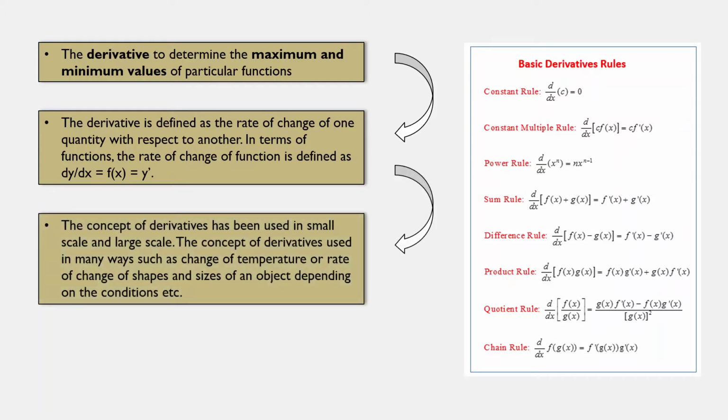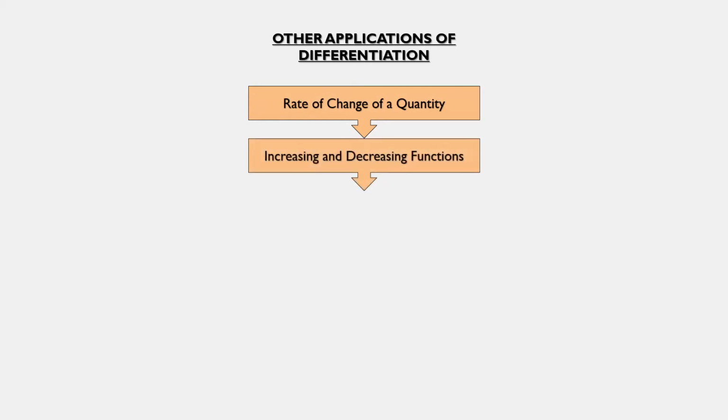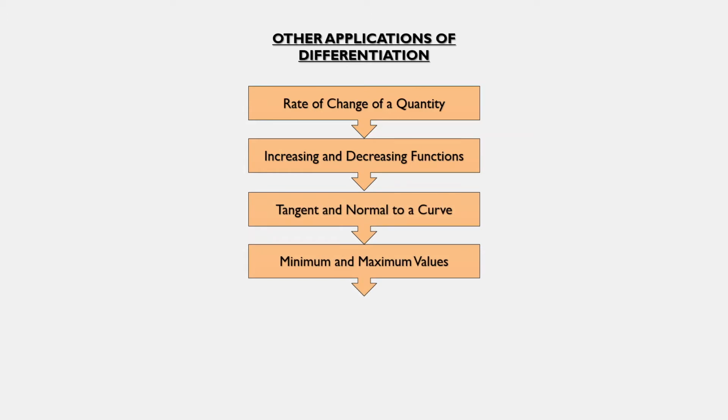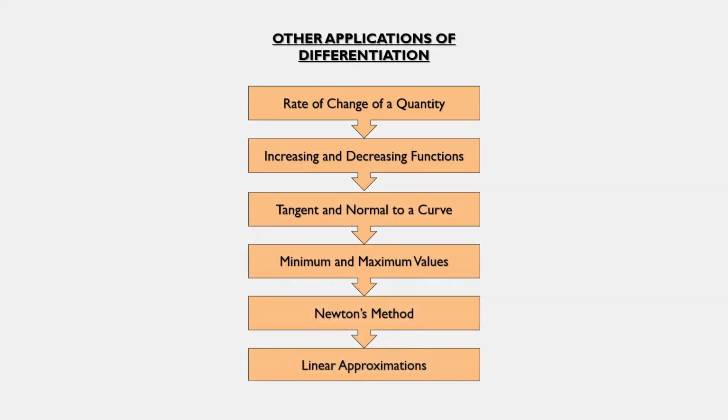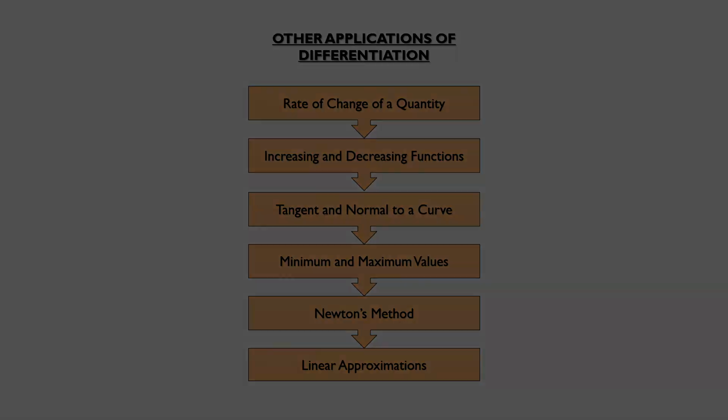The concept of derivative has been used in small scale and large scale. The concept of derivative is used in many ways, such as change of temperature or rate of change of shapes and size of an object depending on the conditions and others. Derivative also has various important applications in mathematics, such as rate of change of quantity, increasing and decreasing functions, tangent and normal to a curve, minimum and maximum values, Newton's method, and linear approximation.